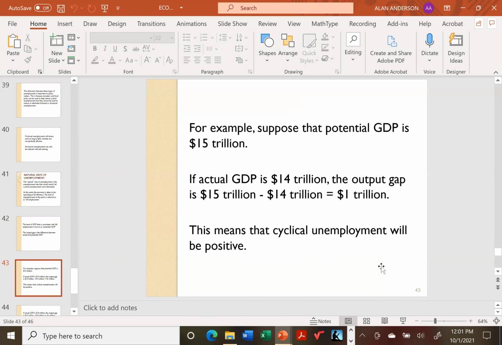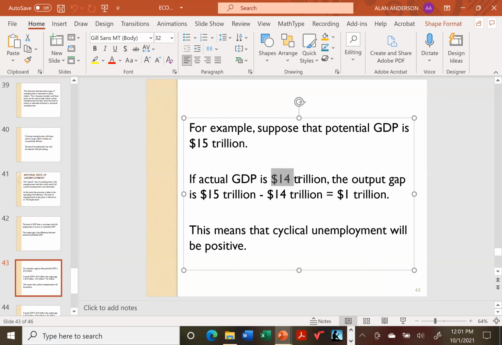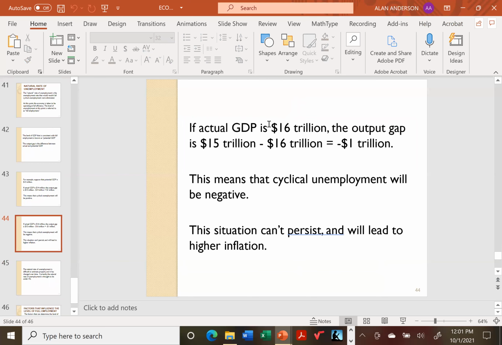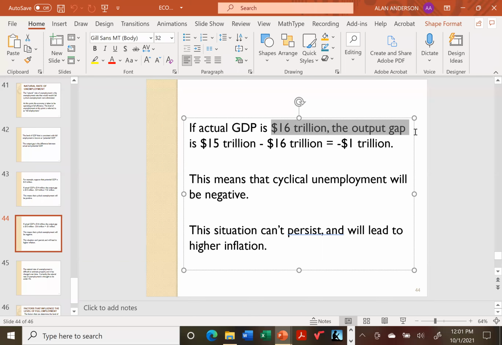Oh, all right. Well, here's a quick example. If we're actually experiencing $14 trillion in GDP, but we estimate that the potential is $15 trillion, then the gap is $1 trillion. And that indicates that we have some cyclical unemployment. But on the other hand, if we're above where we could be, how is this possible? Actual is higher than potential.